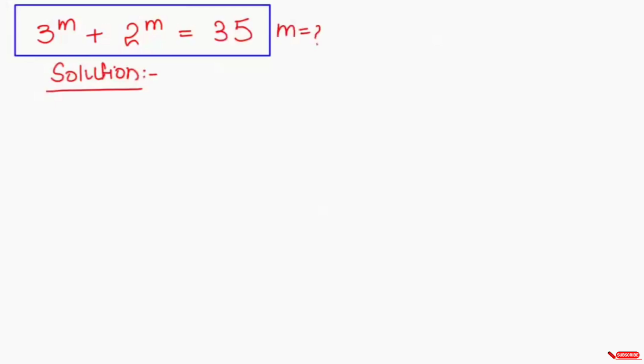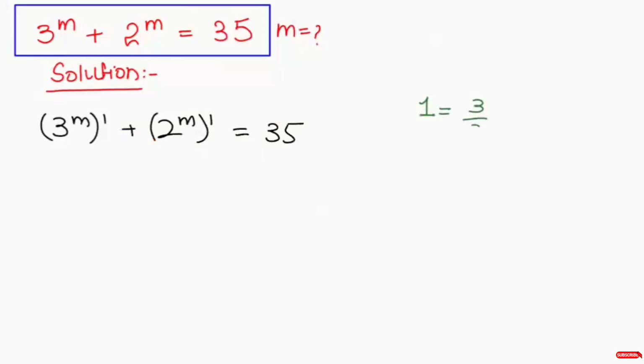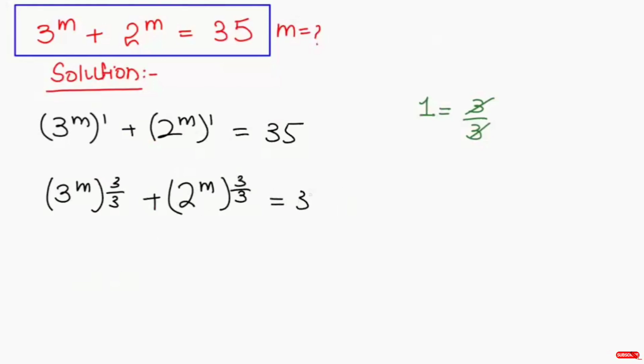In the first step, I am going to write this in power form. I'm going to write (3 to the power of m) whole to the power of 1 plus (2 to the power of m) whole to the power of 1 is equal to 35. Now, in replacement of 1, I'm going to write 3 over 3, so it cancels out and gives the same number 1. So I'm going to write (3 to the power of m) whole to the power of 3 over 3 plus (2 to the power of m) whole to the power of 3 over 3 is equal to 35.